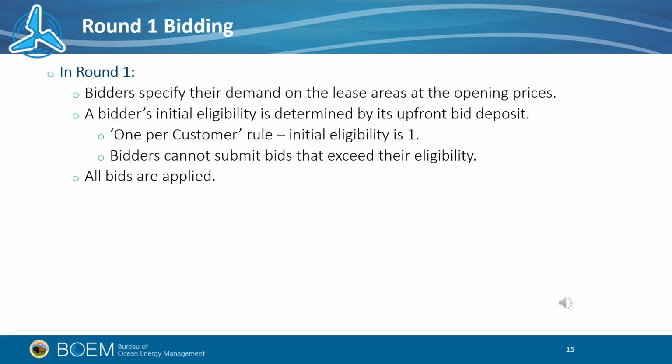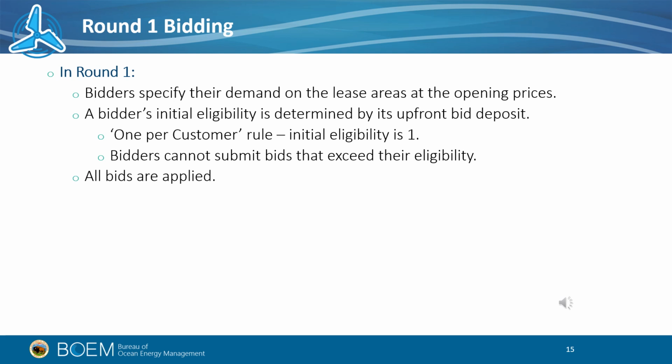We start with the first round of the auction. In round 1, bidders specify their demand for the lease areas at the opening prices by indicating a quantity of 1 for each of those lease areas. A bidder's initial eligibility is determined by its upfront bid deposit. The number of lease areas a bidder can bid on will depend on its initial eligibility. In an auction with the 1 per customer rule, a bidder's initial eligibility equals 1, and the bidder can win at most one lease area in the auction. In an auction without this rule, a bidder's initial eligibility may exceed 1, and the bidder may win more than one lease area in the auction.